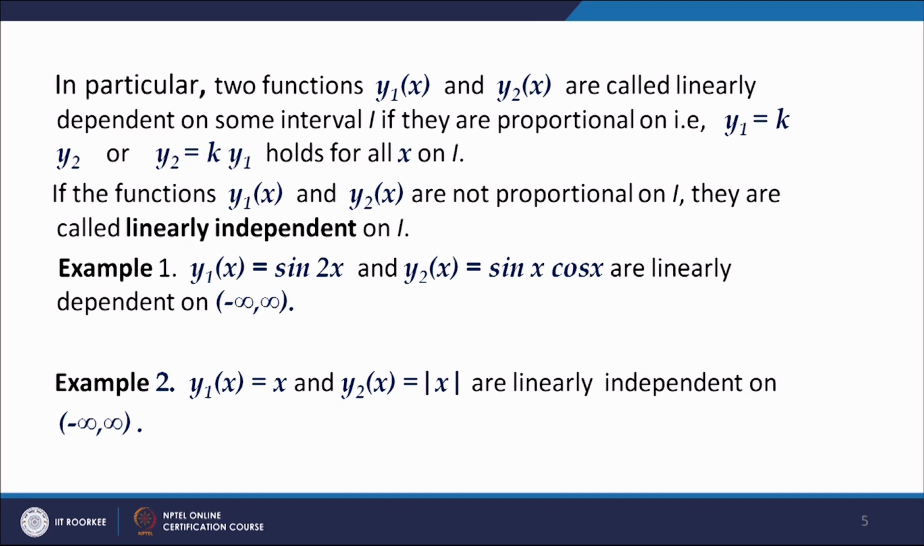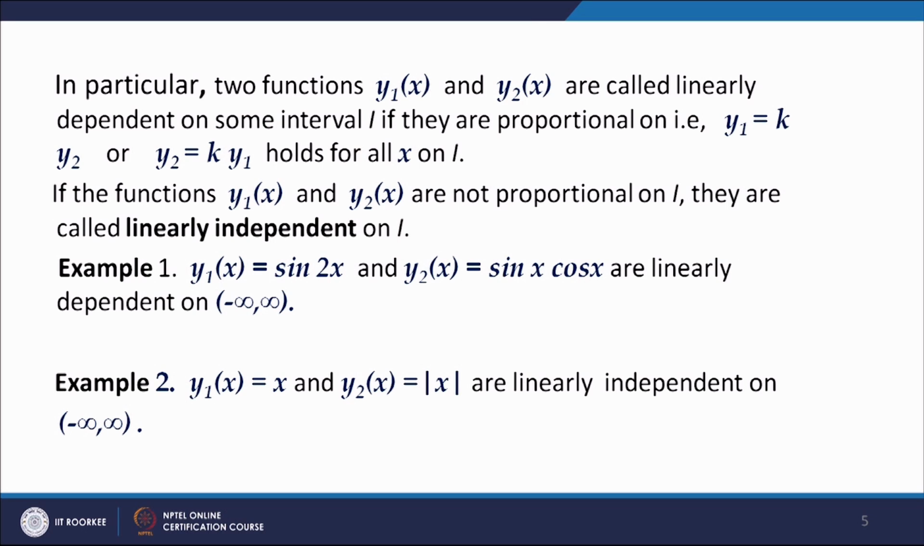So we can write y1(x) equal to 2 times y2(x), which means that y1 is a scalar multiple of y2, and so y1 and y2 will be linearly dependent on the interval minus infinity to infinity.